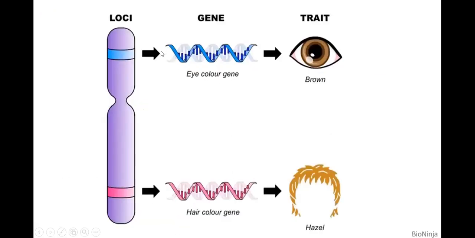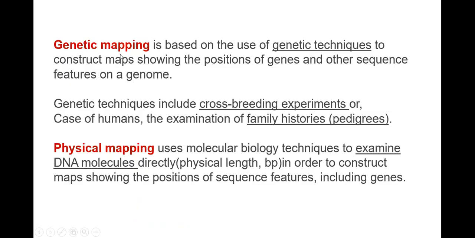Again, taking loci on a chromosome, two genes are here, gene 1 and gene 2. Gene 1 controls eye color, gene 2 controls hair color. Each gene controls a different trait, at a different location on the chromosome. Genetic mapping is based on the use of genetic techniques to construct maps showing the position of genes and other sequence features on a genome. Genetic techniques usually use crossbreeding experiments in lower organisms, given a population. Given ethical considerations, you cannot do crossbreeding studies in humans, so you go with family histories.